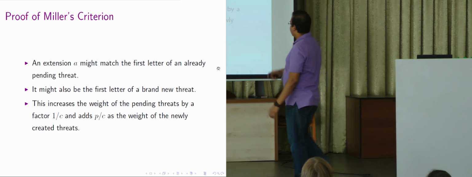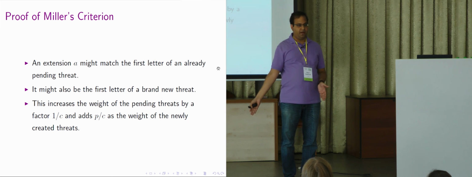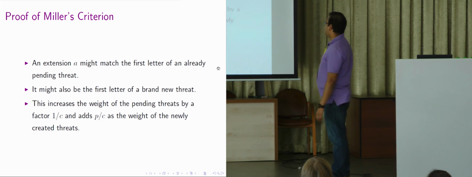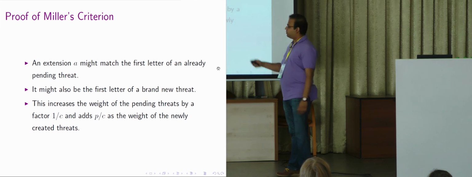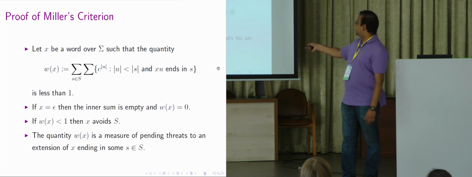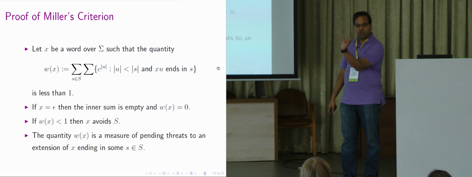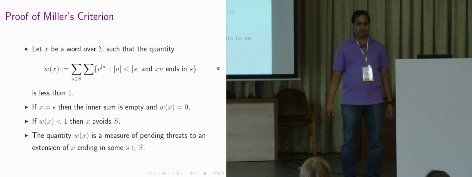Now this extension a might also be the start of a brand new threat. So these two things can happen. When the first thing happens, that causes the weight of all the pending threats to go up by a factor of 1 over c. If you go back to the definition of the weight, the length of the extension u all of a sudden shrinks, so this thing goes up by a factor of 1 over c.